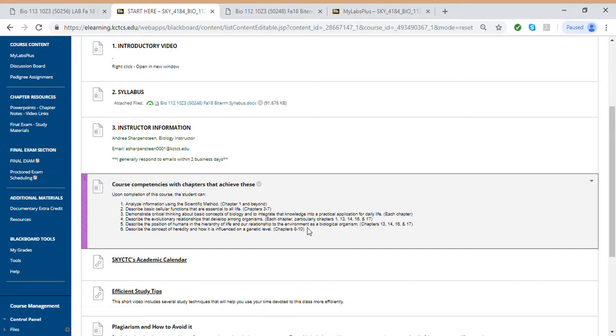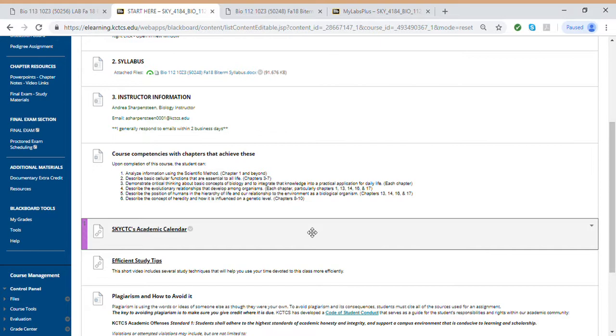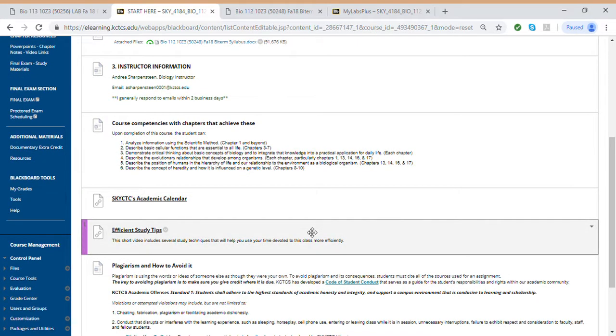Chapters 8 through 10, we also have a pedigree assignment that we're going to look at. I think we will have some fun with this.